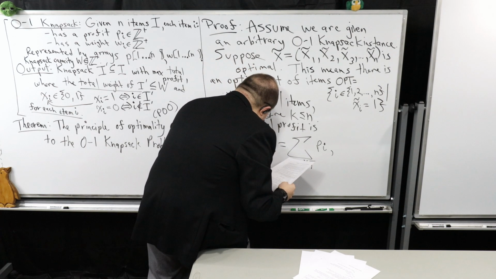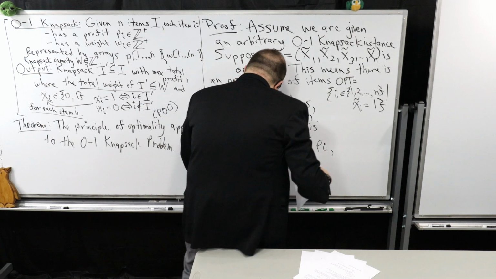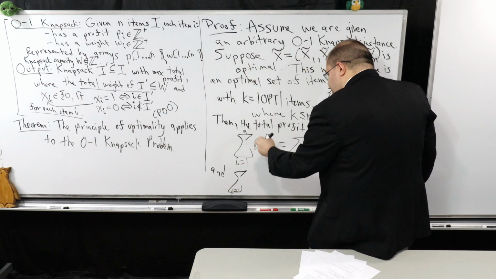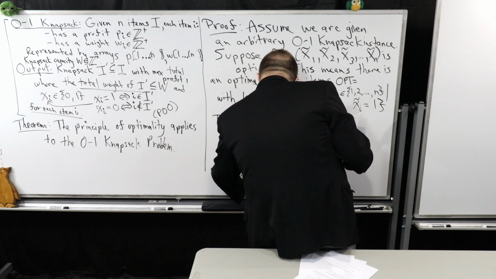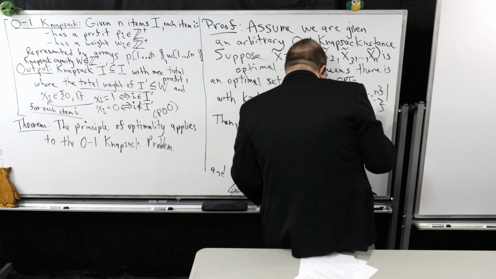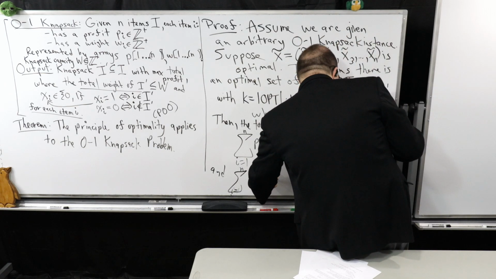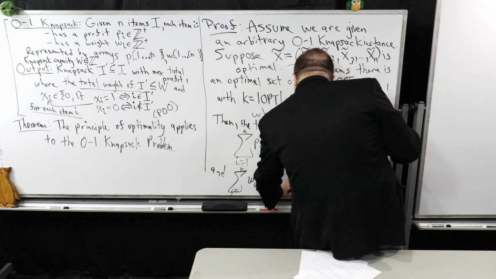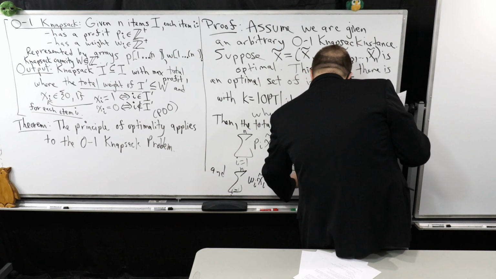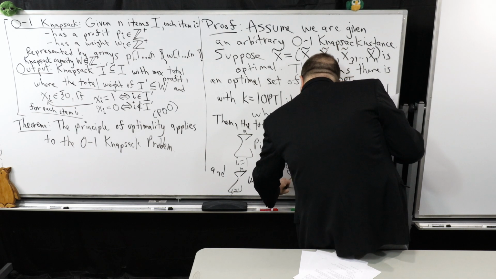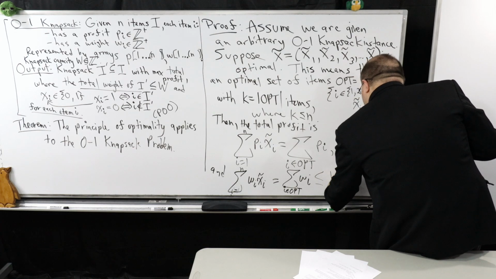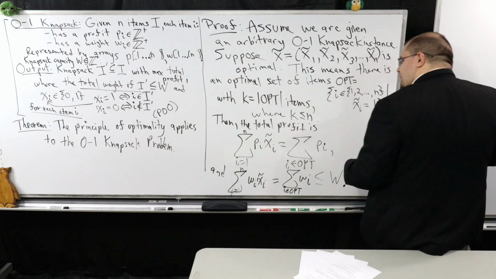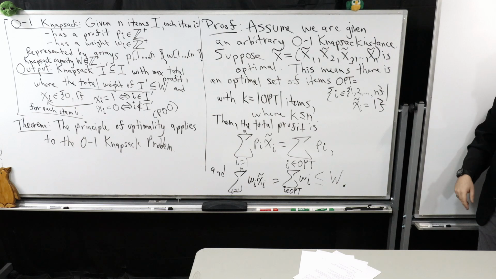If I sum up over all of the weights, I apologize, I've run out of space down here. It's the sum from i equals 1 to n of w_i x tilde_i, which is simply going to be where I go over all of the items in my set opt. And we know this is at most W because it's an optimal solution. So it means it has to follow all the constraints of the problem, right?